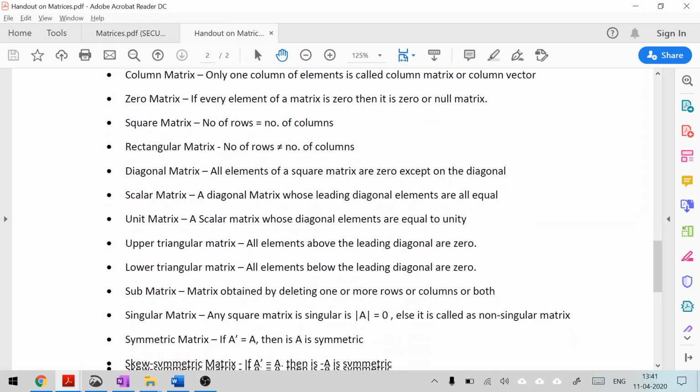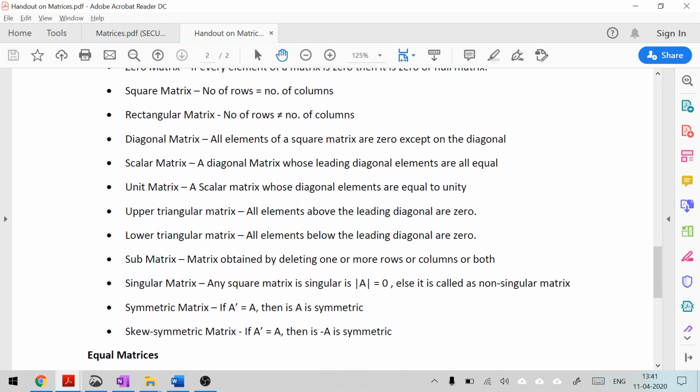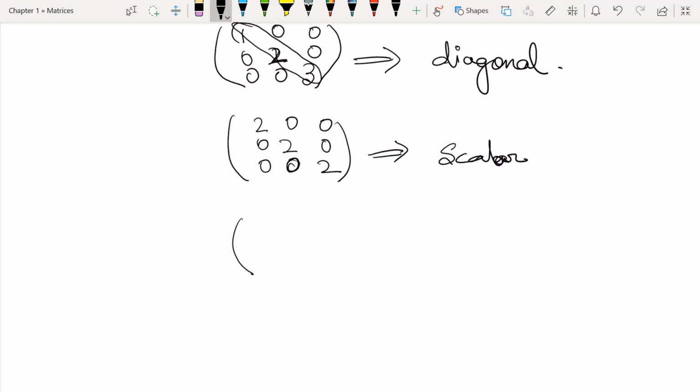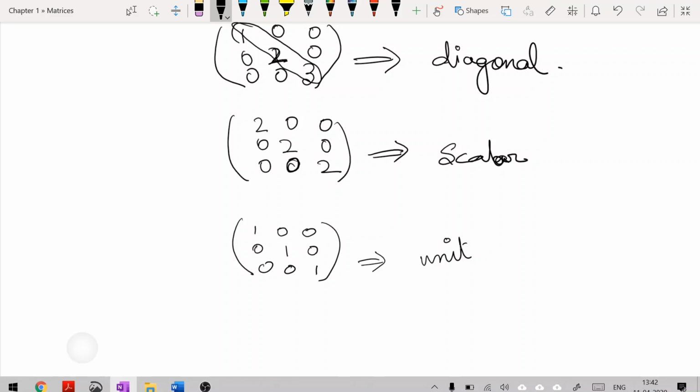Next, what is a unit matrix? A unit matrix is nothing but a matrix whose diagonal elements are all equal to unity. So this is something like this: 1, 0, 0, 0, 1, 0, 0, 0, 1. This is called a unit matrix. They are all 1, 1, 1, unity.